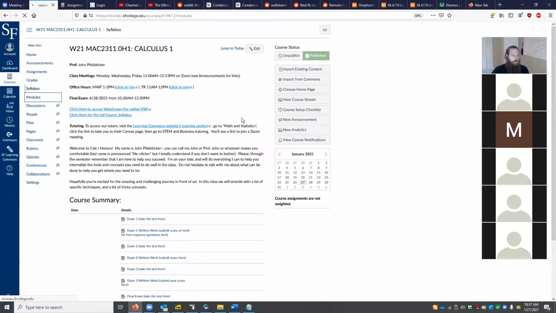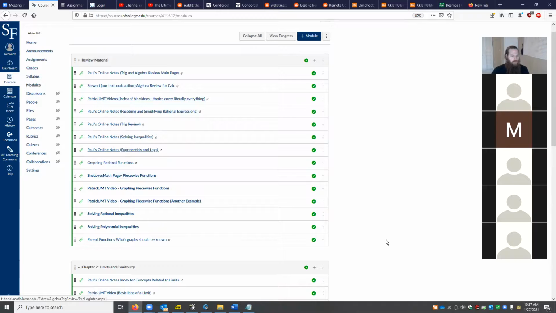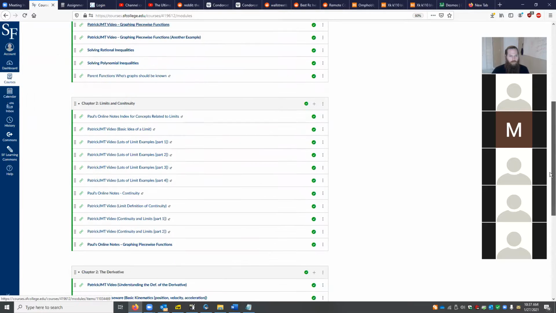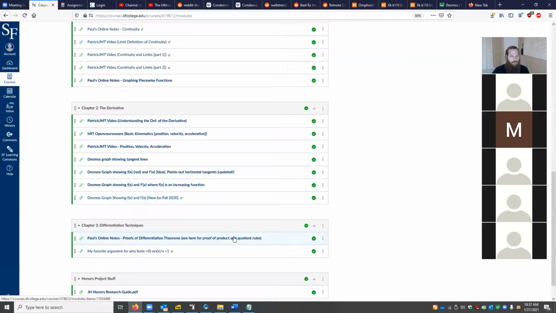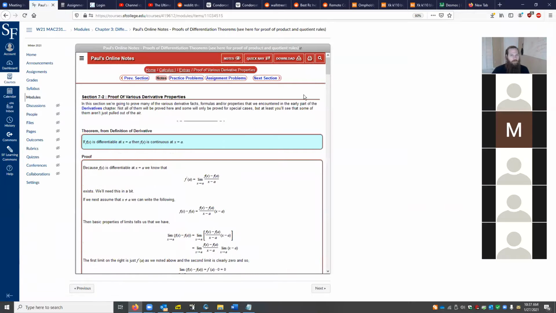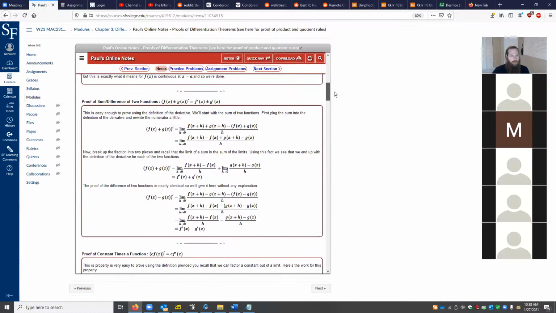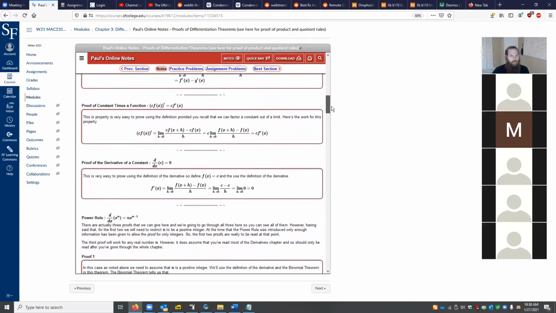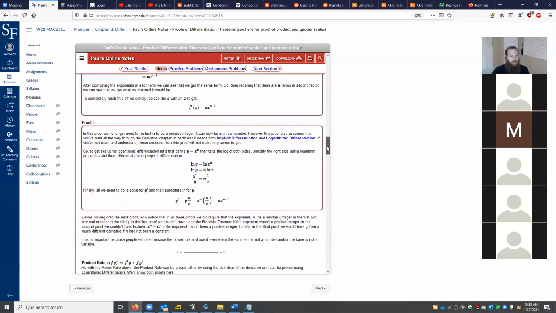Same modules here, Paul's notes, differentiation rules. So you'll see here proofs of the product and quotient rule, proofs of all the rules that we use. In particular, sum, difference, constant multiples, power rule.